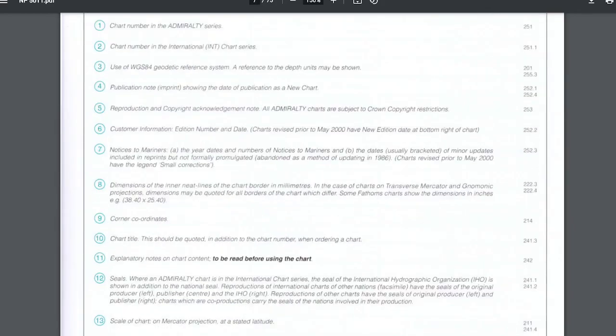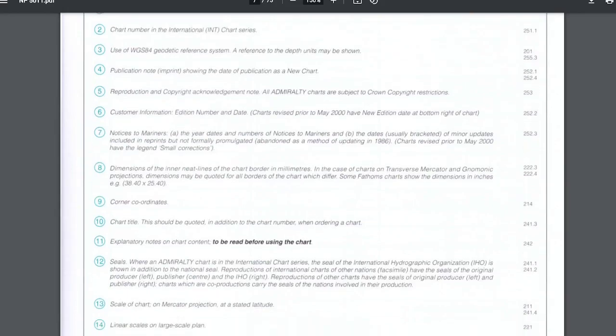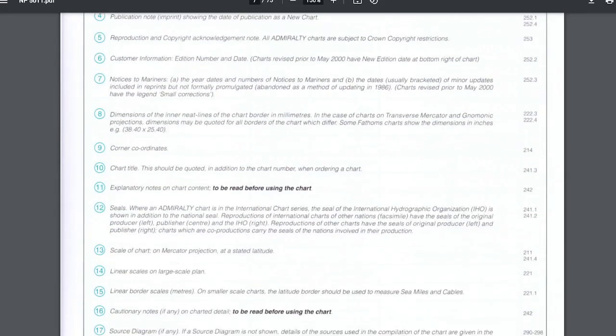Fifth, reproduction and copyright acknowledgement note. So yeah, this is not that important. You can have a look if you want to later.